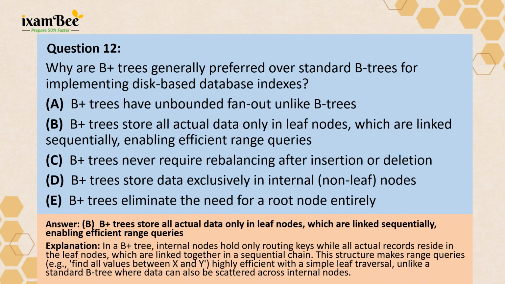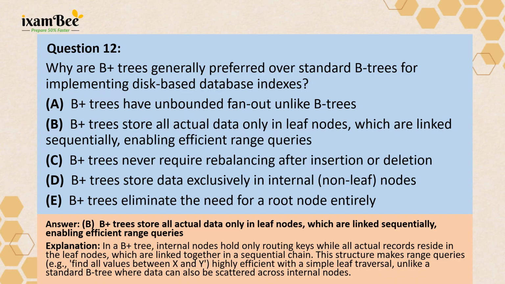This comes down to one core structural difference. In a B plus tree, internal nodes hold only routing keys to guide the search. They don't store actual data at all. Every real record lives in the leaf node, and those leaf nodes are linked together sequentially in a chain. That sequential linkage is what makes range queries like find everything between X and Y so efficient. You simply walk along the leaf chain once you've found the starting point.